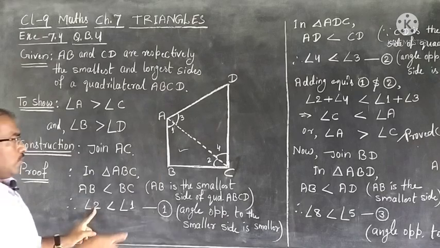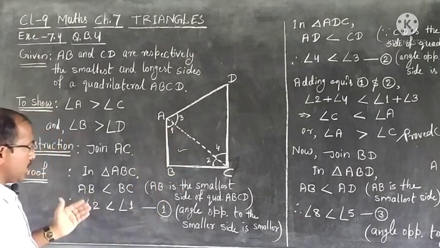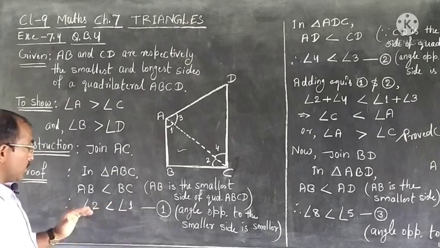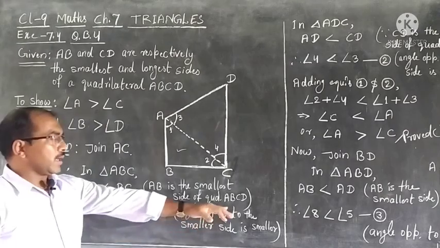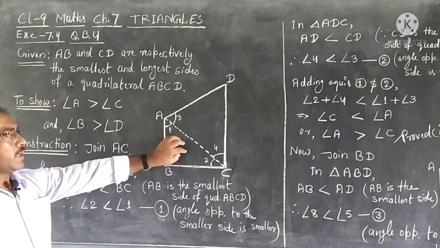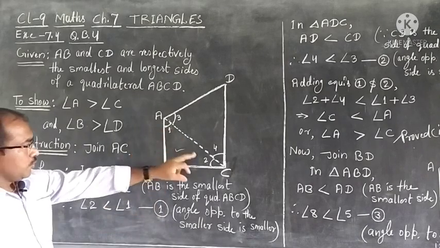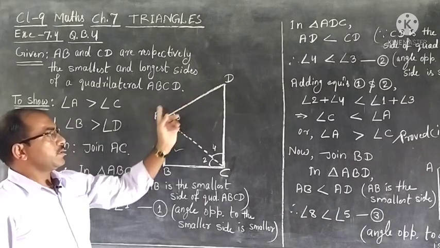So, angle 2, bigger side, opposite angle will be bigger, simple to understand. So, angle 2 will be less than angle 1, angle 1 is greater, 2 is smaller. Reason: angle opposite to the smaller side is smaller. So, we found in this triangle angle 2 is smaller, 1 is greater. Now, we go to another triangle, that is ACD.